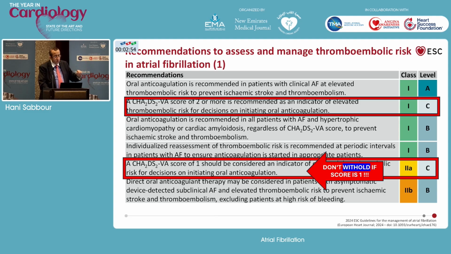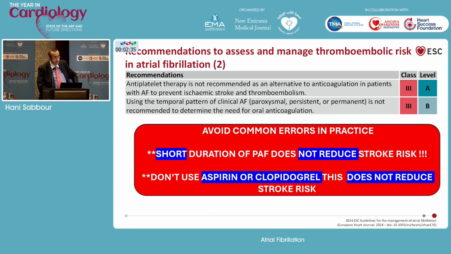That's one. So, how about this? A CHA2DS2-VA score of 1 should be considered an indicator of increased risk, and don't withhold anticoagulation at a score of 1 if the patient has other risk factors or comorbidities. Think about this point. It's not saying don't give it. It becomes an individual treatment choice. A CHA2DS2-VA score, there's no S again, of 2 or more, anticoagulation, preferably, of course, DOAC.